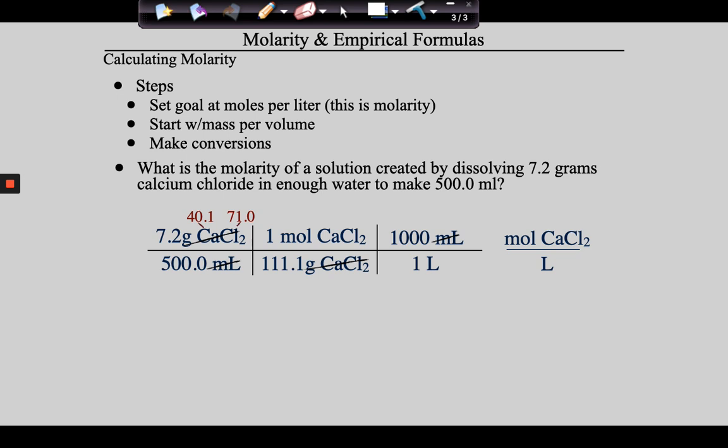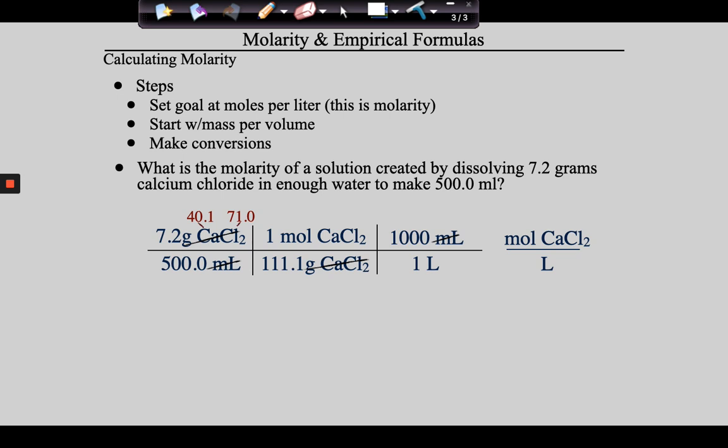The only time, good question, McCain, the only time it won't be 3 steps like that is if you're already given the volume in liters. And then it's actually easier because you don't have to do this. Sometimes it'll say 7.2 grams of calcium chloride in 3 liters of water. And then you just put 3 liters down there and the denominator's done. So they get easier, not harder.